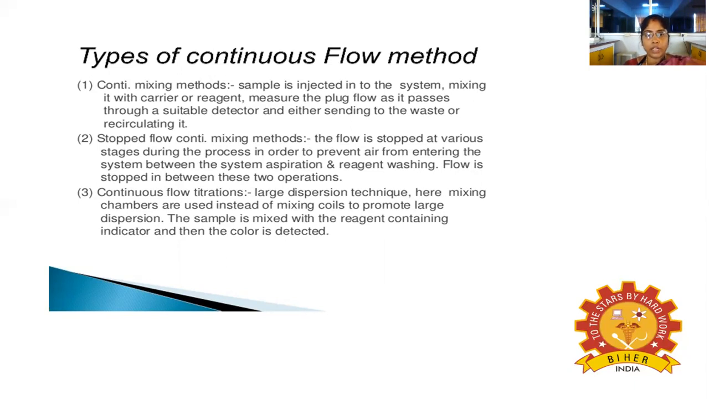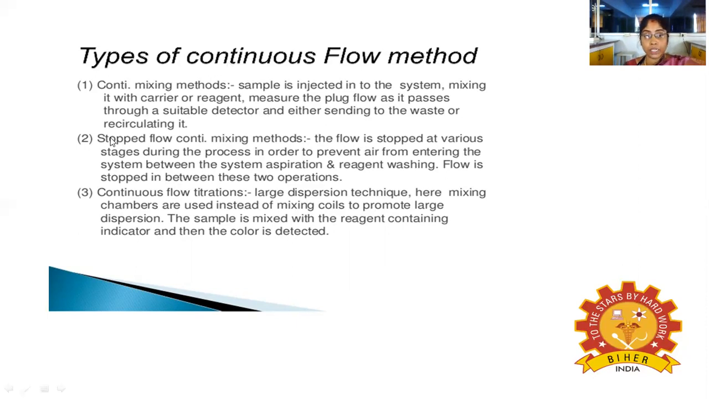When we talk about the types of flow method, the first one is the continuous mixing method. Here the sample is injected into the system using your carrier, which is taken up continuously over a particular period of time. The mixing takes place for the analysis to be done. After passing through the detector, once the digital value has been analyzed, it is displayed on a screen, and the waste is drained off or recycled back.